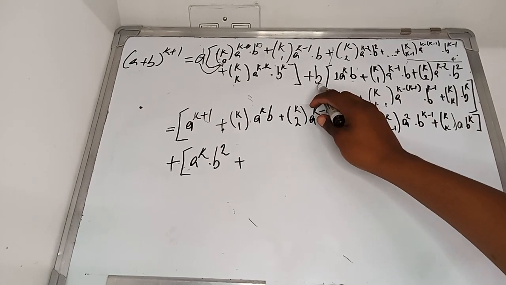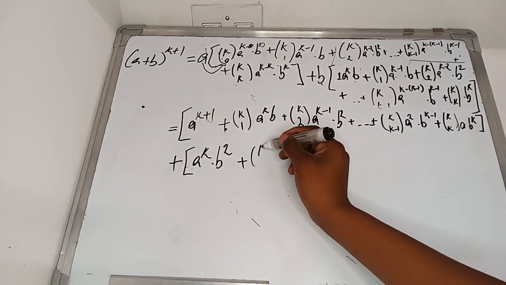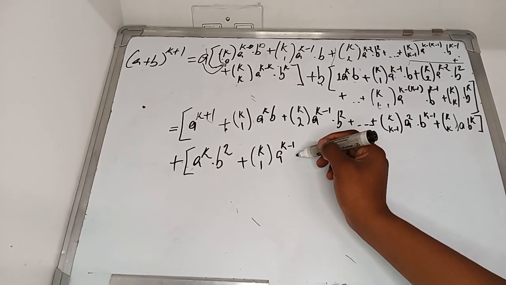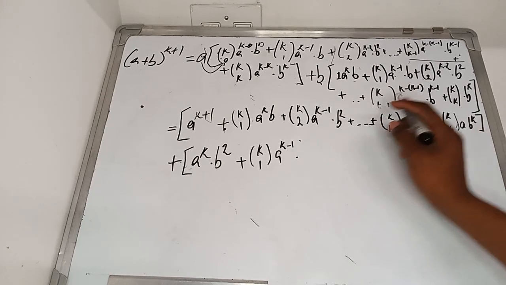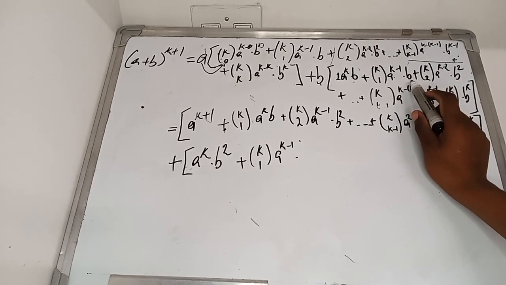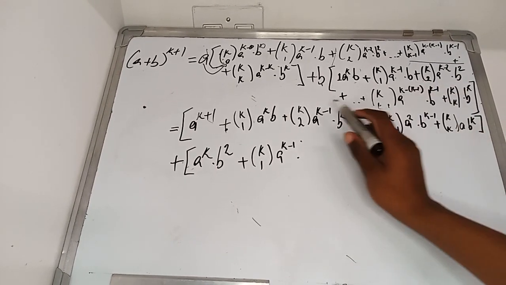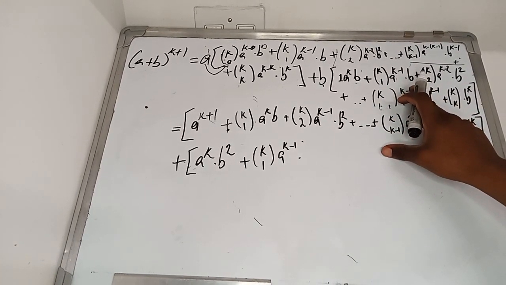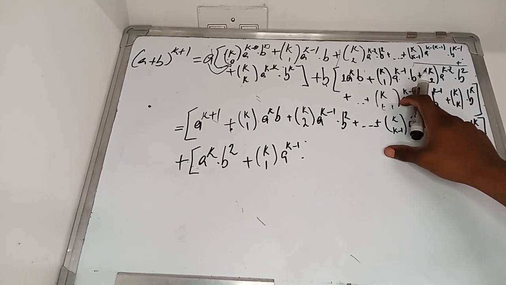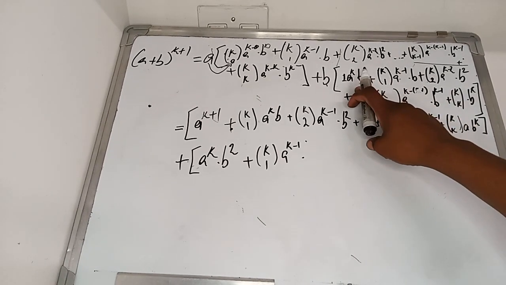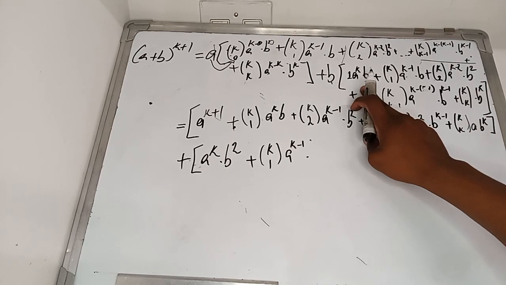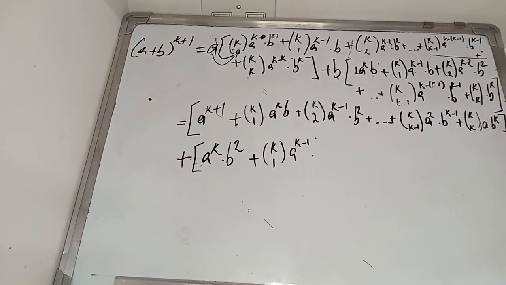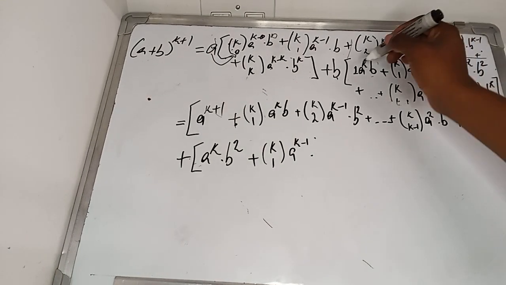Plus this guy right here times this. So k choose 1, a to the k minus 1 times this b to the power 1, so it's going to be b to the power 1 times by, but where did I get this b first? Where did I get this b? I'm not supposed to be having b to the power 1.